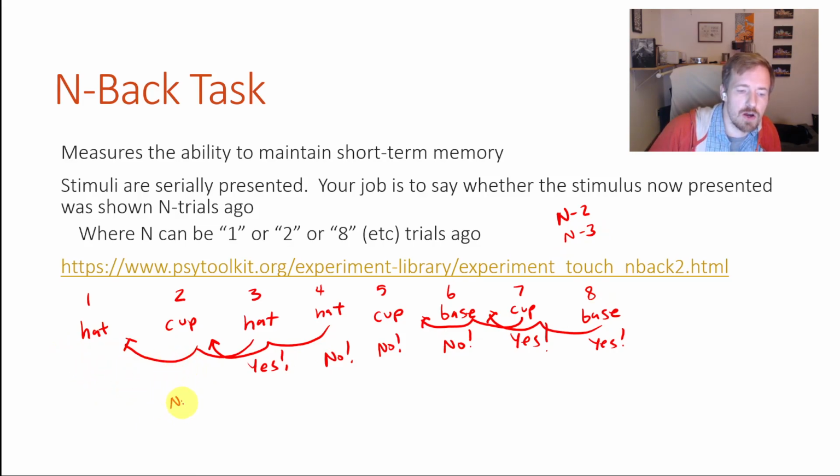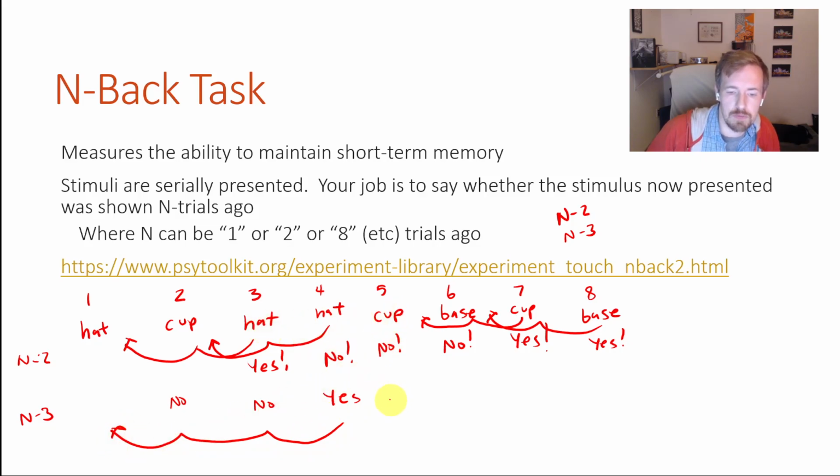This would be a no. So let's see, n-2 is here. Let's say this is n-3. So this would be a no, this would be a no, this would be a yes, because 3 trials ago we had the word hat. This would also be a yes, because 3 trials ago we had the word cup. That would be a no, this would be a no, the rest of these would be no's.